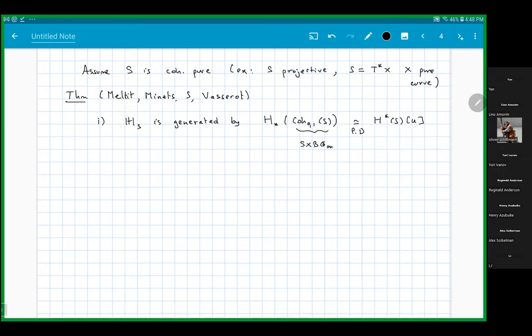U is of homological degree minus 2. So set T1 of xi, U to the power L, that's T1,L in this homology, Coh 0,1 of S. Then H0 is isomorphic to the algebra generated by all these T1,L.